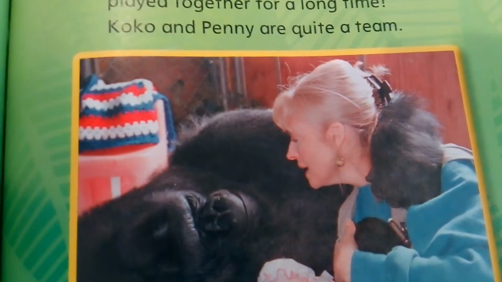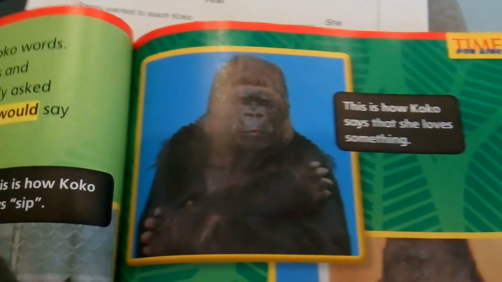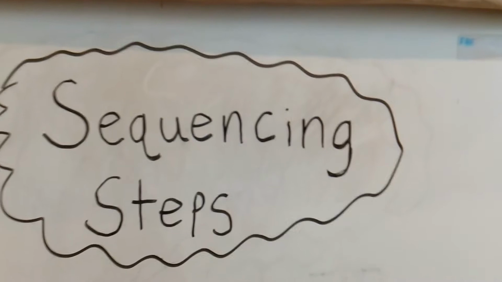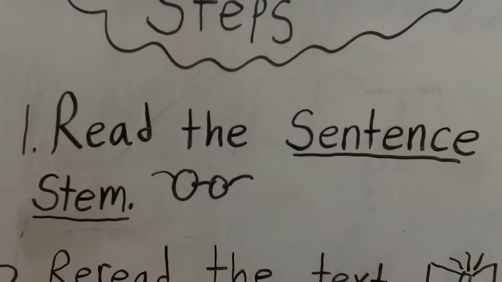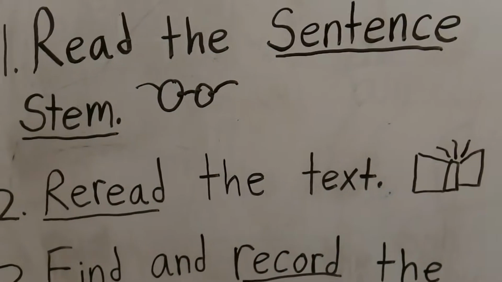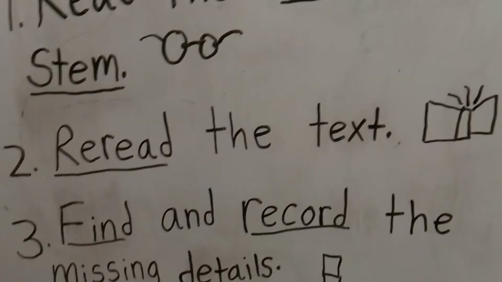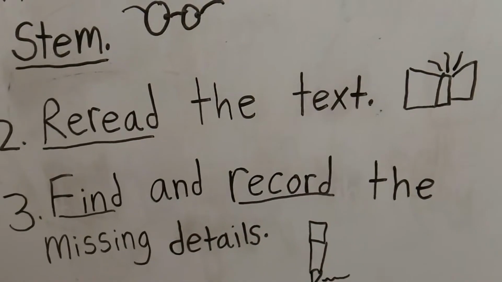All right, now we're going to go back to the beginning of our text and get ready to practice our sequencing steps. In order to sequence the events, we are going to refer to this chart. The first step we always do is read the sentence stem. Step 2, of course, we reread the text to jog our memory. And finally, step 3, we record the missing details.